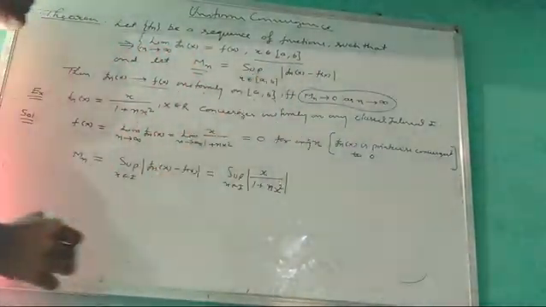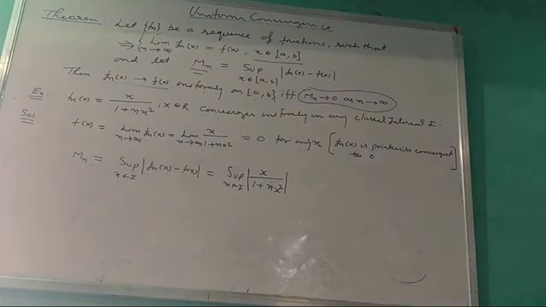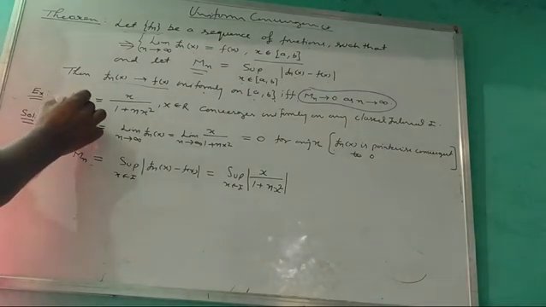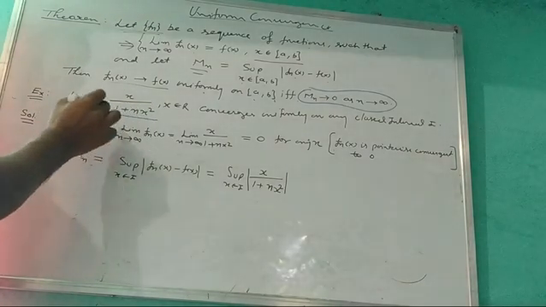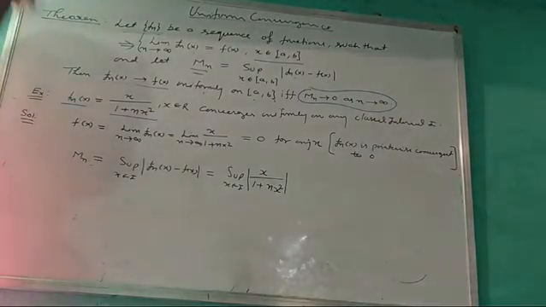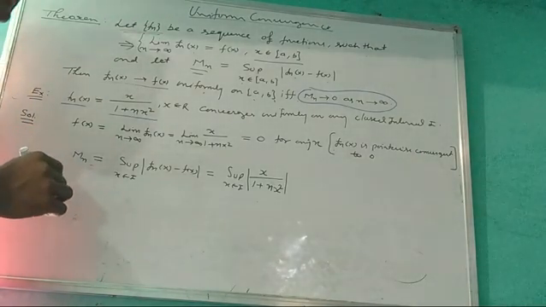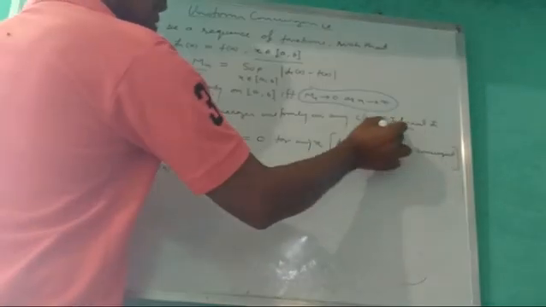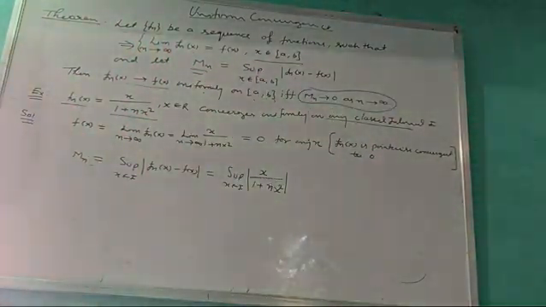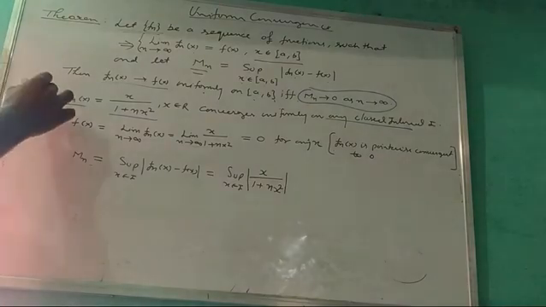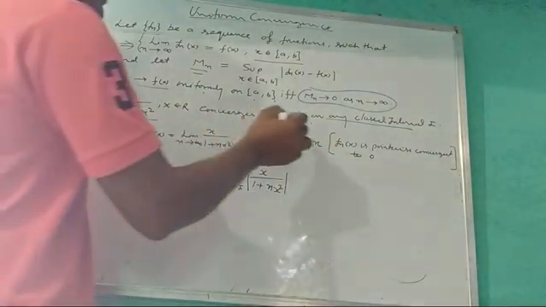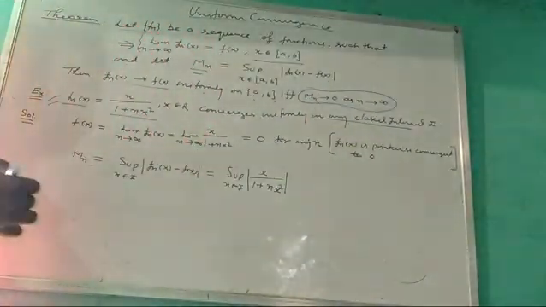For example, f_n(x) equals x upon 1 plus n x square, x belonging to the real numbers, converges uniformly on any closed interval I. The question is to prove that this is uniformly convergent on any closed interval I.